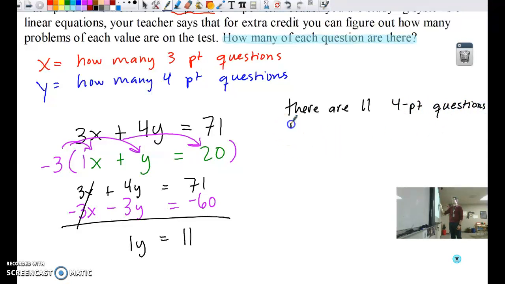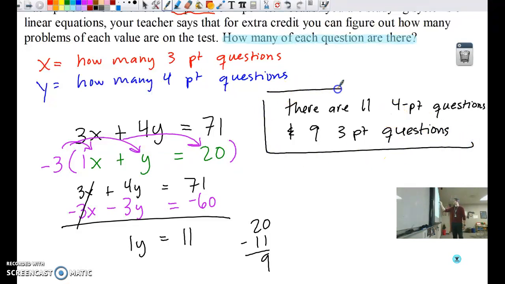How many of the other type are there? Well, together they make 20. So if there are 11 4-point questions, 20 minus 11 would be 9. So, 9 3-point questions. If I want to check whether my answer is correct, I plug them in and see if it ends up to be 71 when you plug in 11 and 9 for X and for Y.